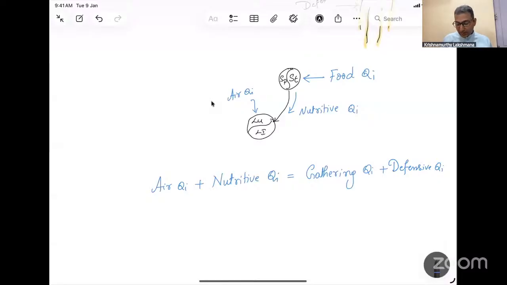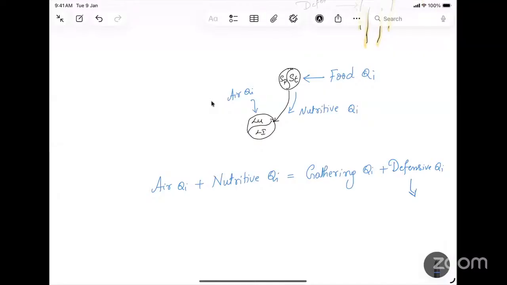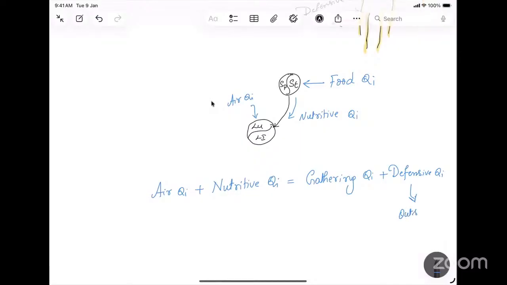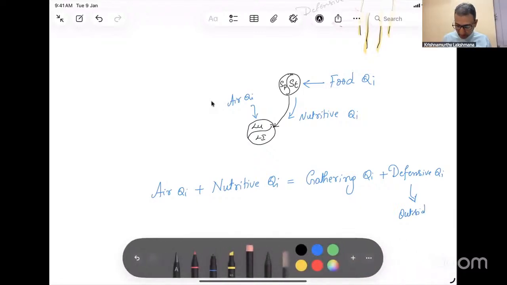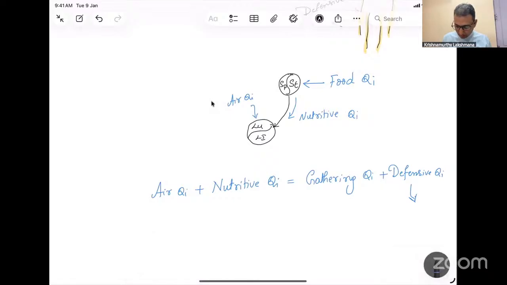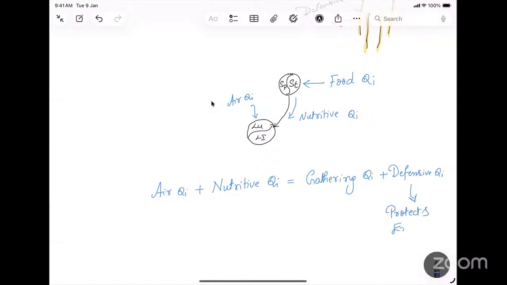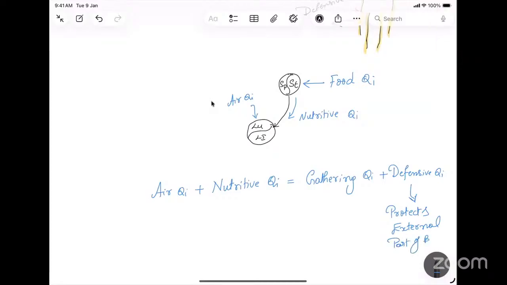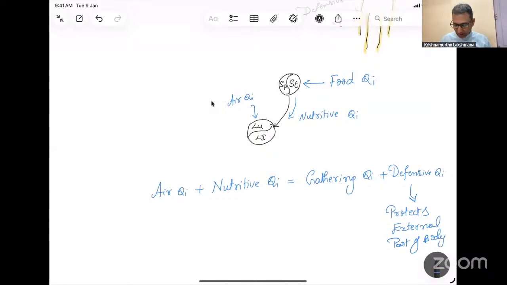What is defensive chi doing? It is supplied to the outside of the body, on the surface part below the skin. It protects the external part of the body. External body or external organs, sir? External area of the body.